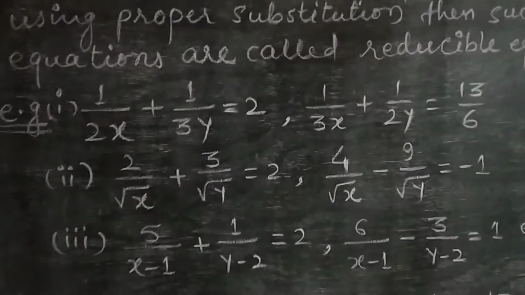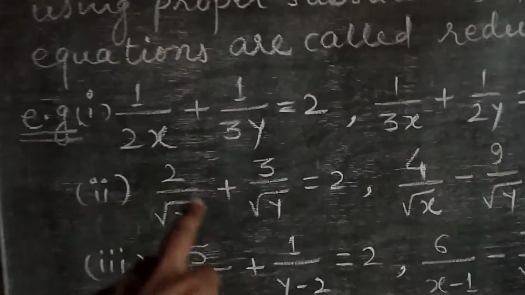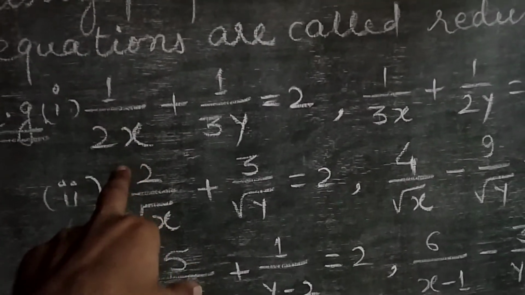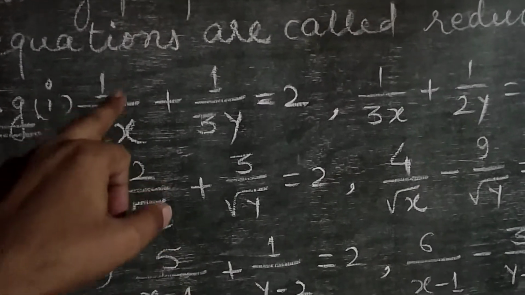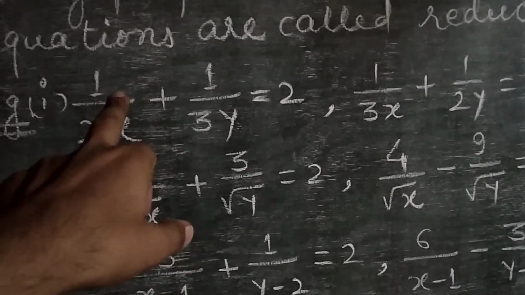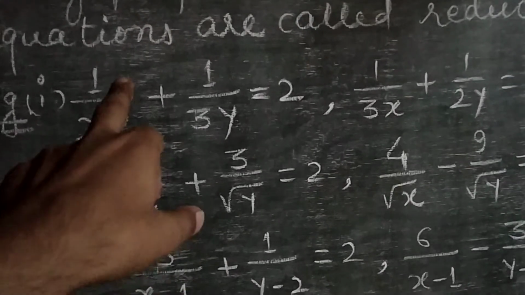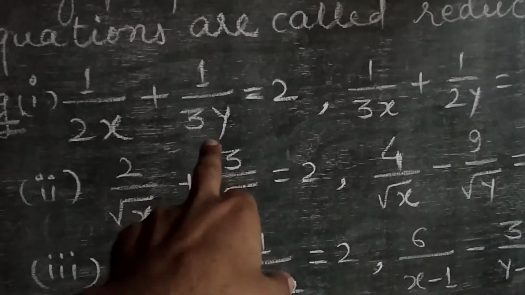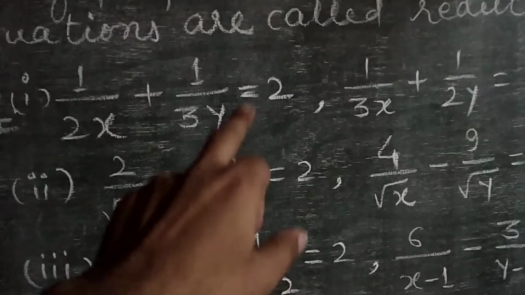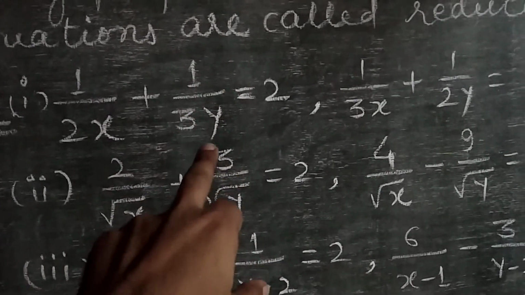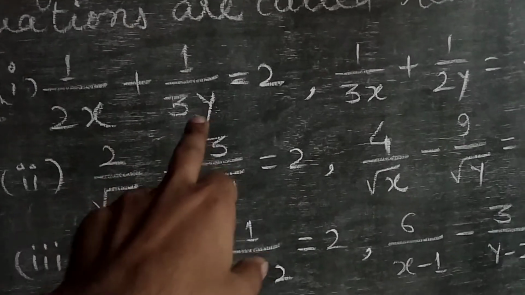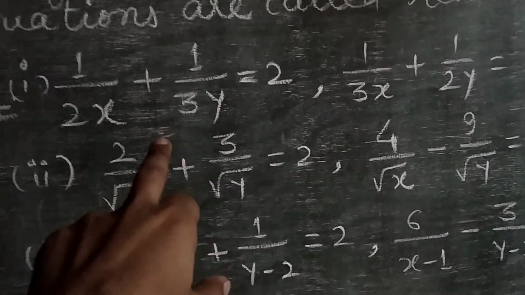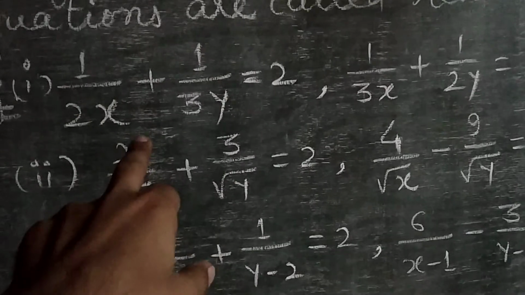So look at these examples. First one, it is 1 upon 2x. x is in the denominator. If we transfer this into the numerator, its power will become minus 1. It is not 1, it is minus 1. Similarly here, y is also in the denominator. If we transfer it into the numerator, its power will become minus 1. So the power of x and y both are not equal to 1. So this equation is not a linear one.